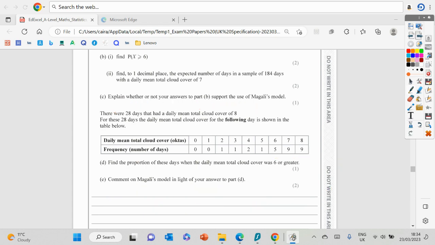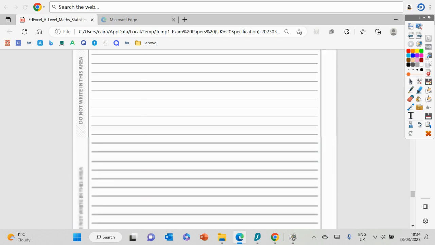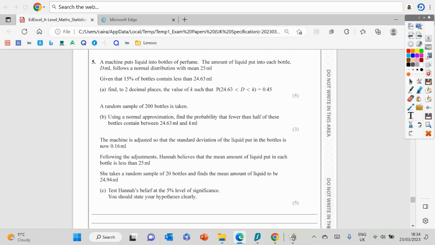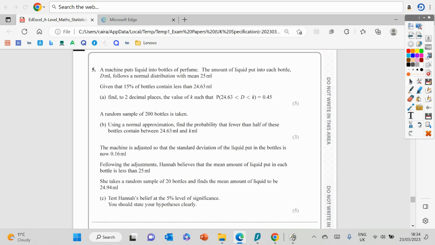Alright, moving on to the last question then. Let's move down to the bottom, which is here on question number 5. A machine puts liquid into bottles of perfume. The amount of liquid put into each bottle, D milliliters, follows a normal distribution with mean 25 milliliters. Given that 15% of the bottles contain less than 24.63 milliliters, find to 2 dp the value of k such that the probability of 24.63 is less than D, which is less than k, is 0.45.